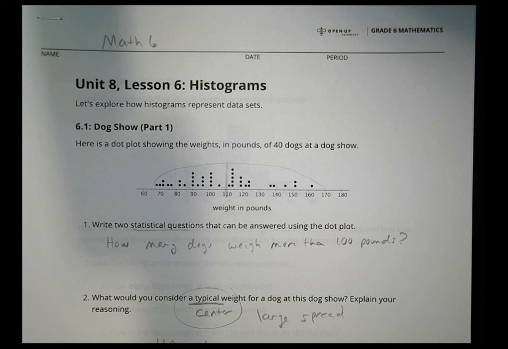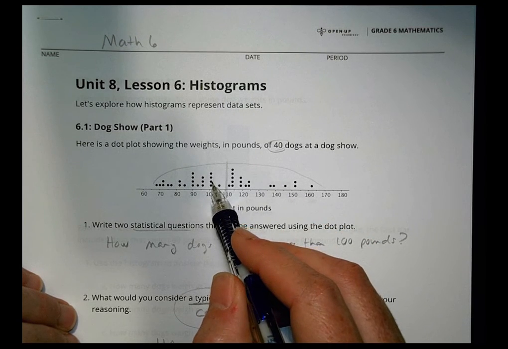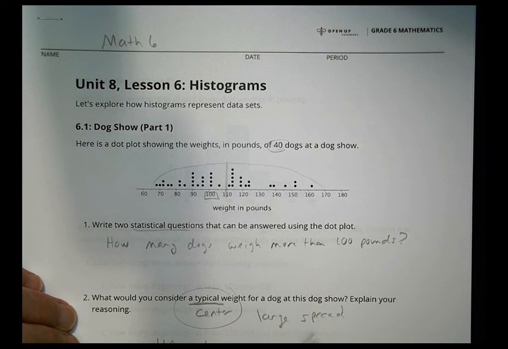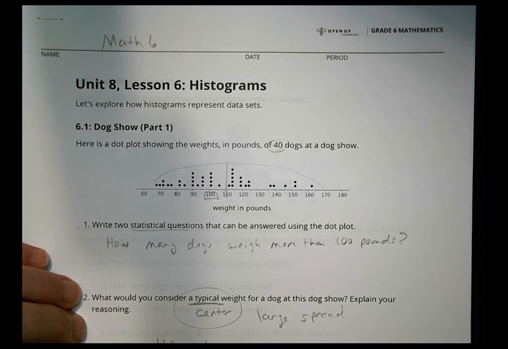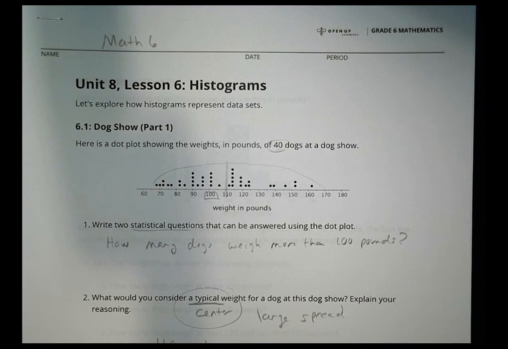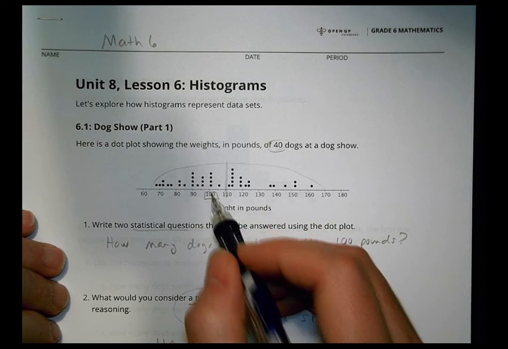Now if you actually counted this up, the actual middle value, because there are 40 dogs, the 20th is going to be right here at 100. So you can also say it's about 100 pounds as well, because that's going to be the actual middle value of 20 out of 40 dogs. That's where the break's going to be. The curve makes me think more like 110, but the middle value might be 100.